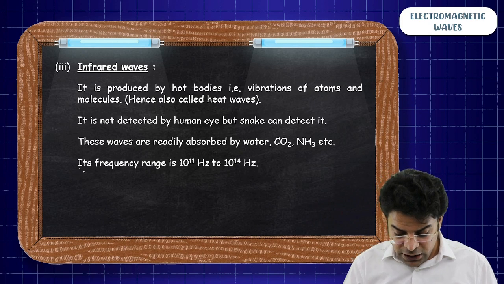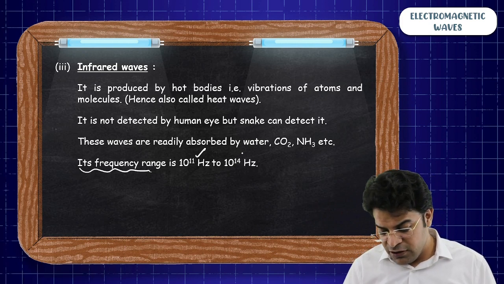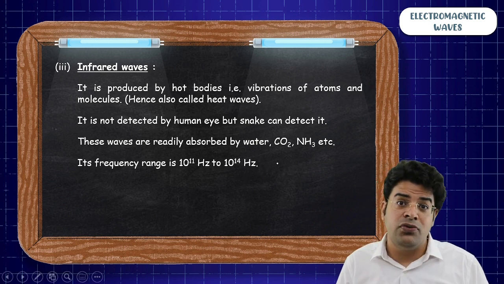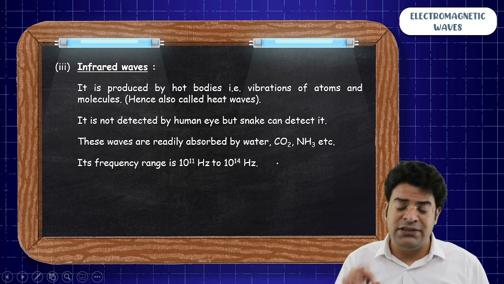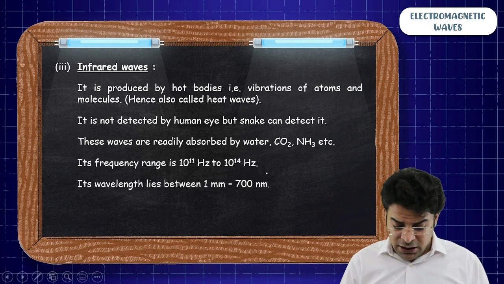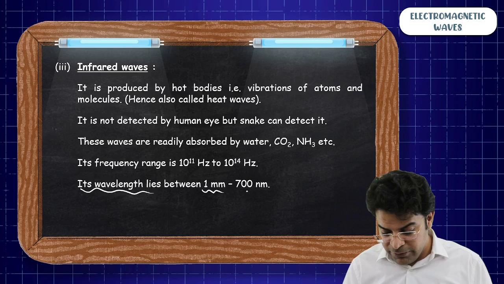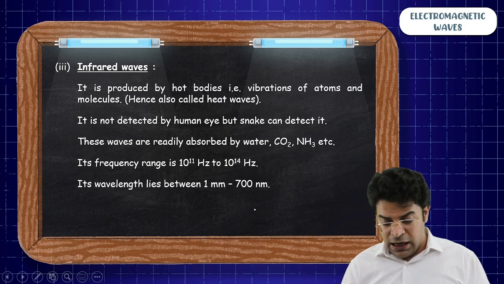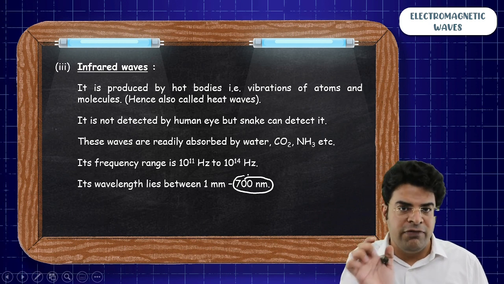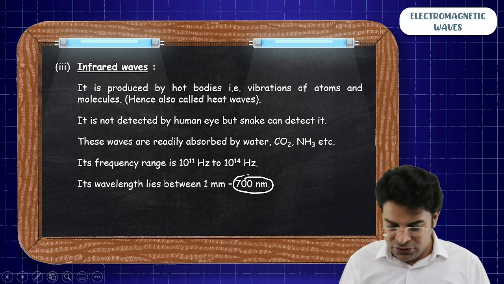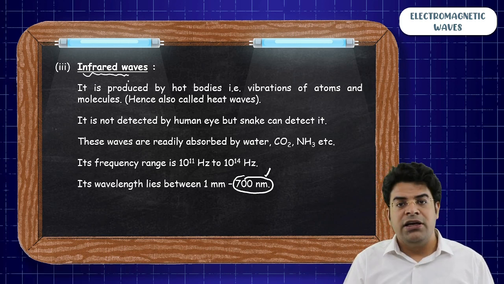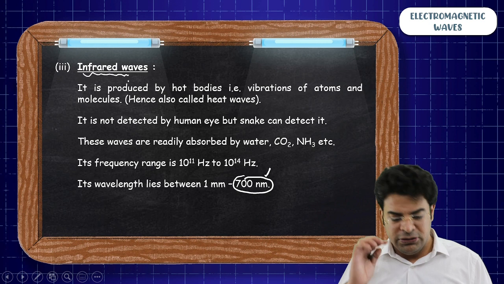Next, its frequency range is from 10 raised to the power of 11 hertz to 10 raised to the power of 14 hertz. Do you remember it? No. Do we need to remember this? I said that there is very little chance of this being asked in your NEET examination, but still you can read it. Next, its wavelength lies from 1 millimeter to 700 nanometer. I remember this 700 nanometer because I remember the range of wavelength of visible light, so I know that the upper limit of infrared waves is the same as that of visible light.